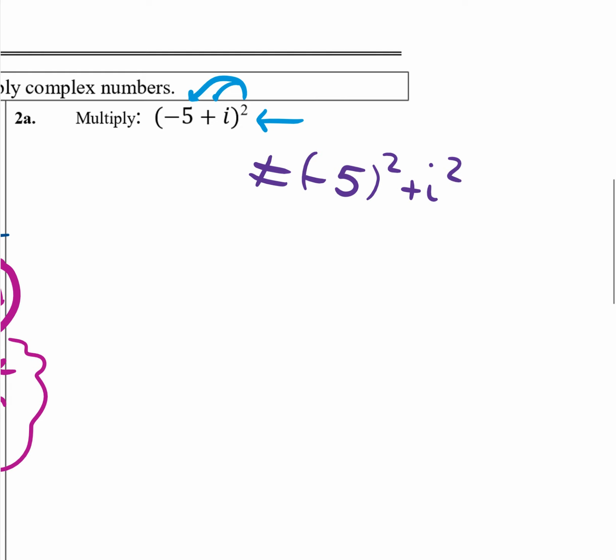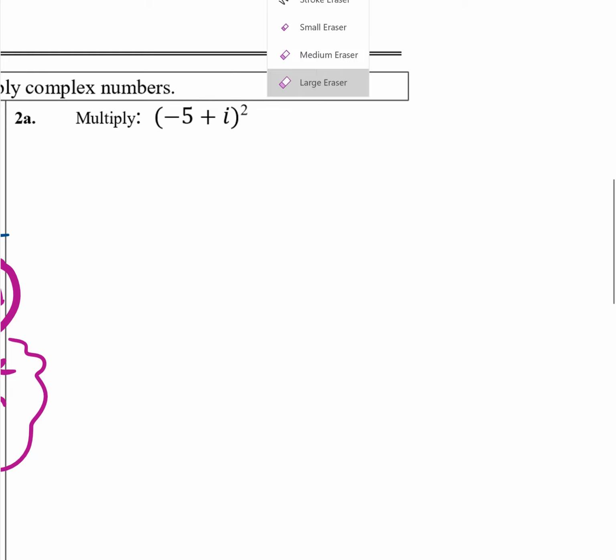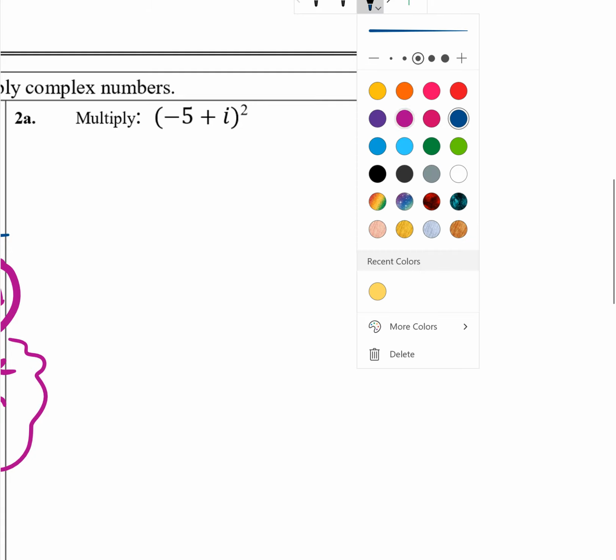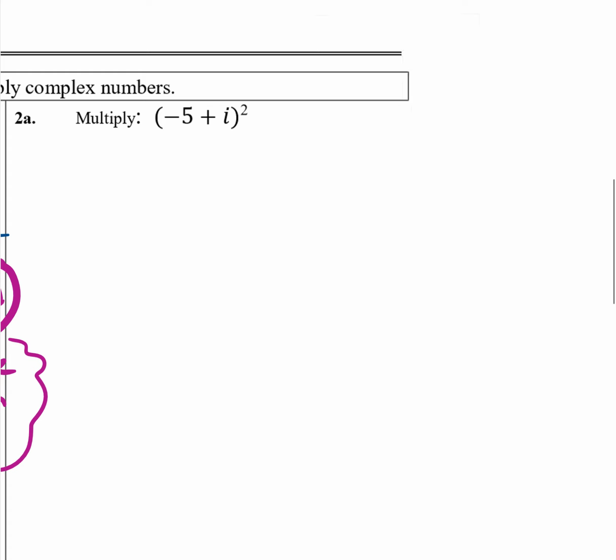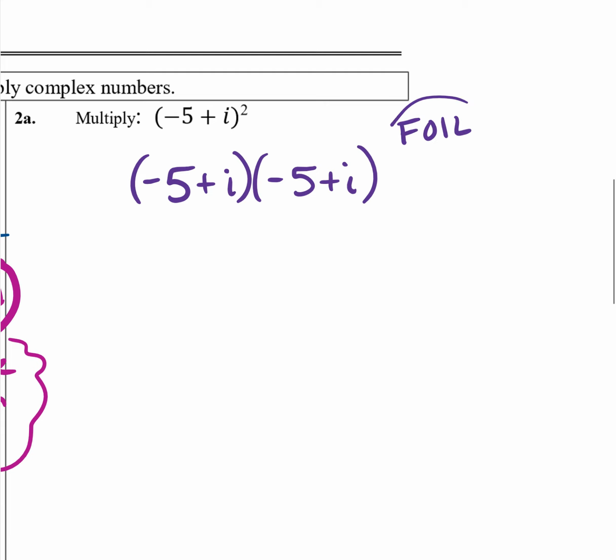So we have to go back to the basic definition of what it means to square something. This thing in parentheses, negative 5 plus i, to the second power, means I'm taking what's in the parentheses, negative 5 plus i, and multiplying it by itself, negative 5 plus i. So that's really all it is. It's like I want two copies of this thing sitting next to each other, and I want to multiply them out. That's really what this means. So now that we've written it like that, it's more obvious that this is similar to the last one we did. I have to FOIL this out.